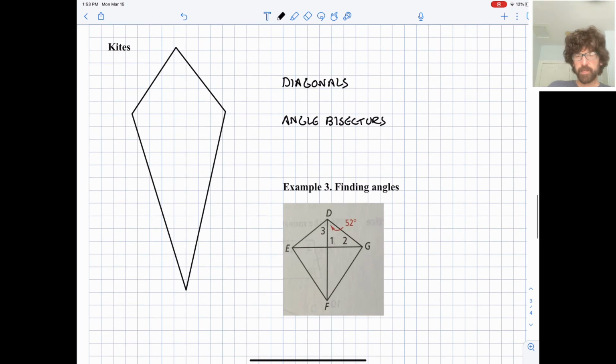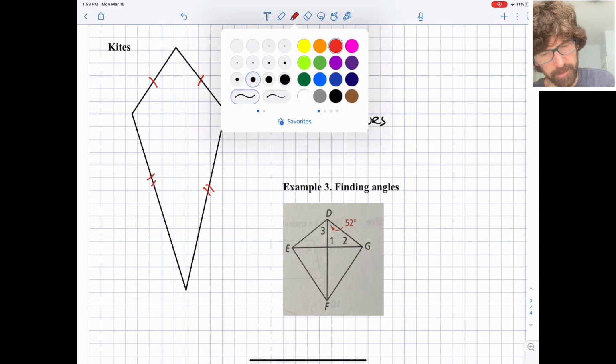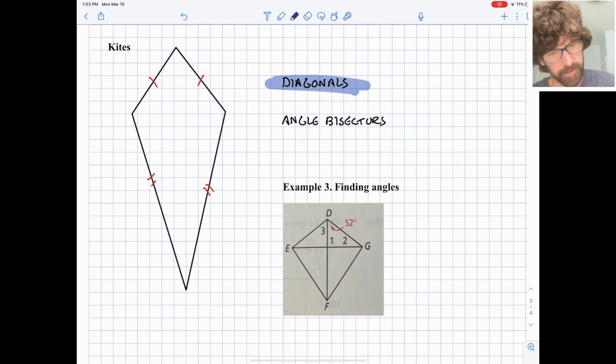A little bit of work with kites next, and again, as we've been doing, I encourage you to please try to investigate, discover some results on your own. So first, let's remind ourselves about kites. Kites have 2 consecutive pairs of congruent sides. Okay, something like that. And let's work with diagonals first.